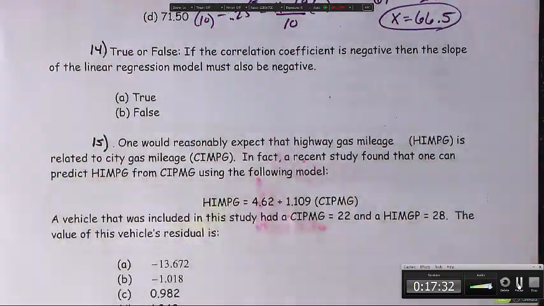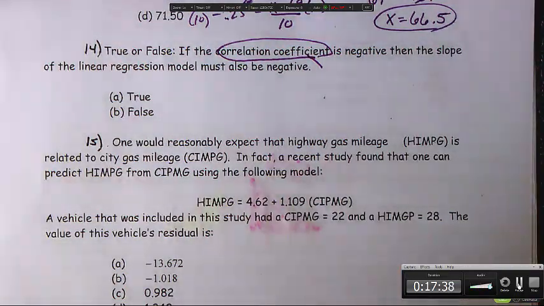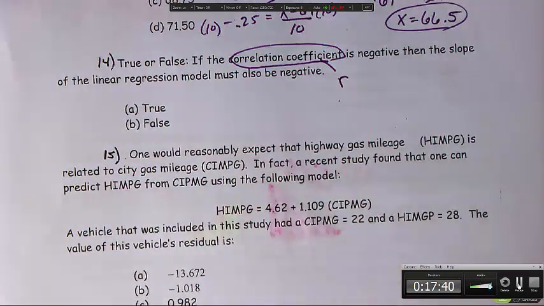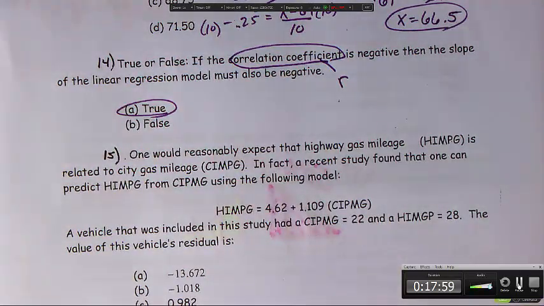If the correlation coefficient is what, R or R squared? R. R squared is called the coefficient of determination. If R is negative, then the slope of the linear regression model is also negative. That is true. R tells you the type of correlation. How close it is to 1 means it's strong or weak. Whether it's positive or negative tells you if it's increasing data or decreasing data.